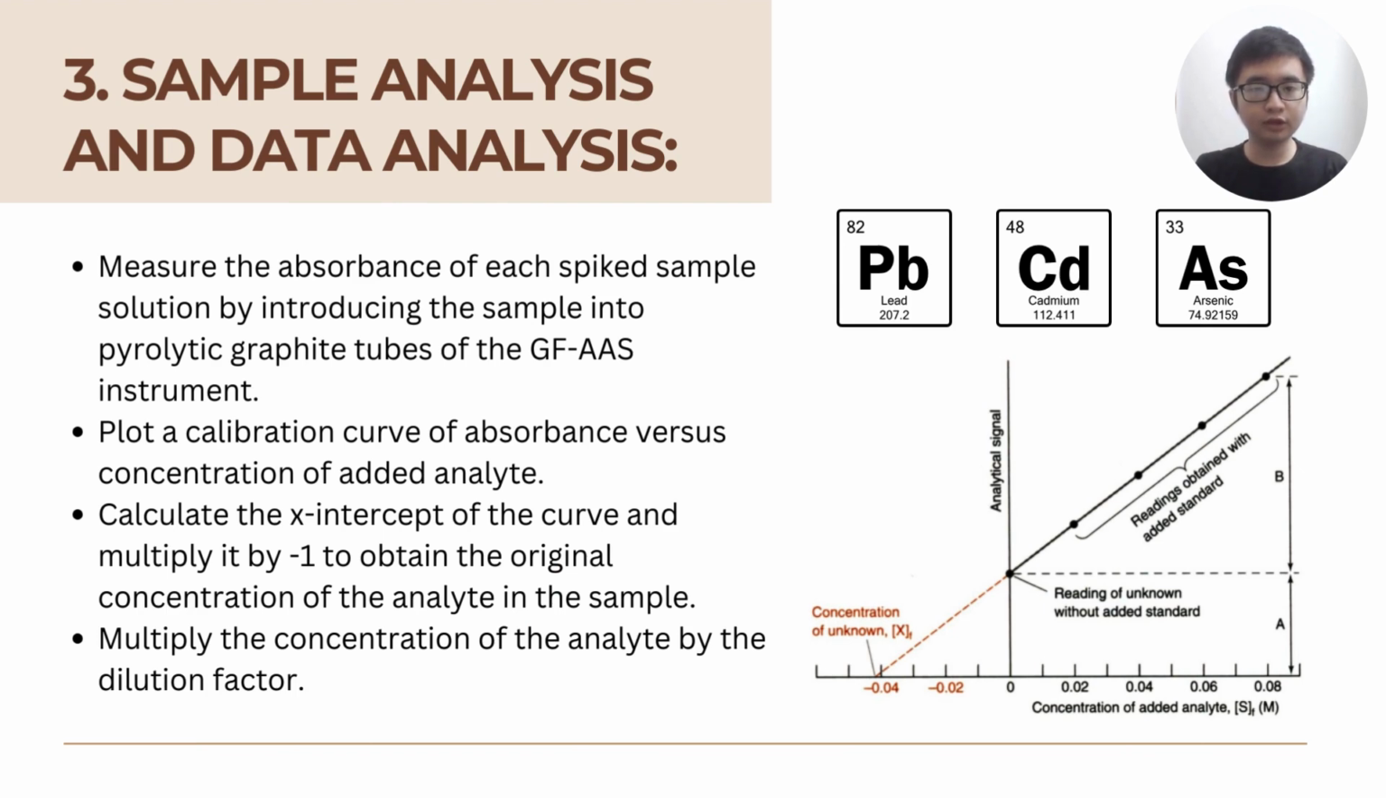First, we need to measure the absorbance of each sample solution by introducing the sample into the pyrolytic graphite tube of a graphite furnace atomic absorption spectrometry instrument. Then we plot a calibration curve of absorbance versus concentration of each analyte. Then we can obtain the original concentration of lead, cadmium, and arsenic in the chocolate sample by calculating the x-intercept of the curve and multiplying by -1. Then we multiply the concentration of the analyte by the dilution factor.